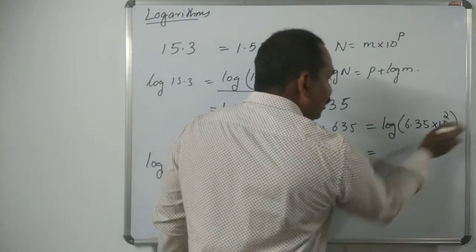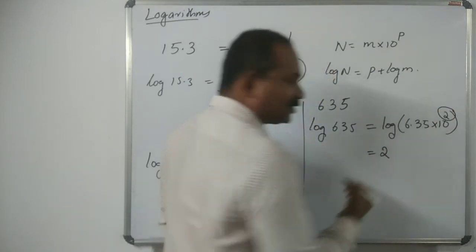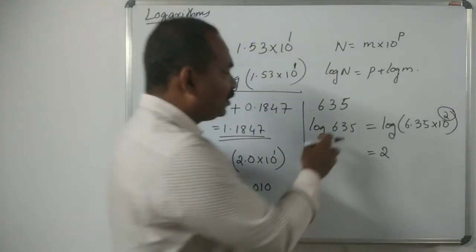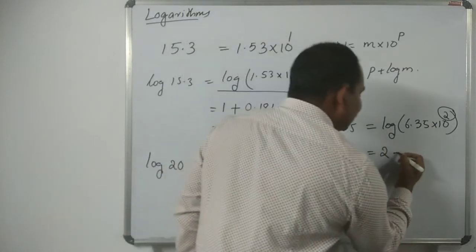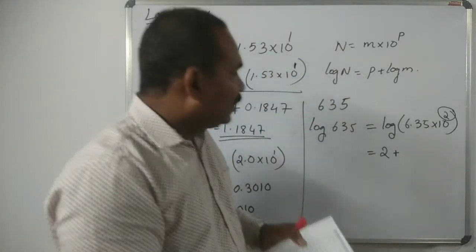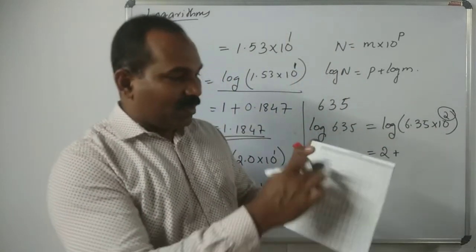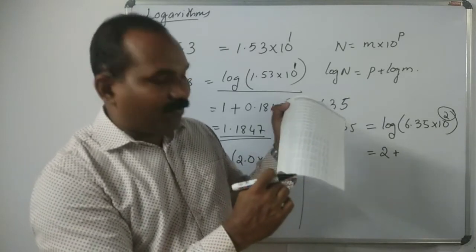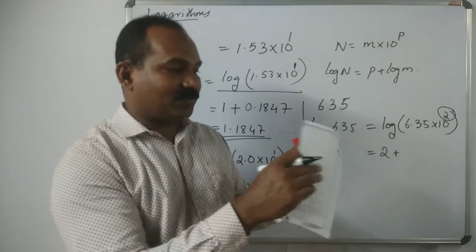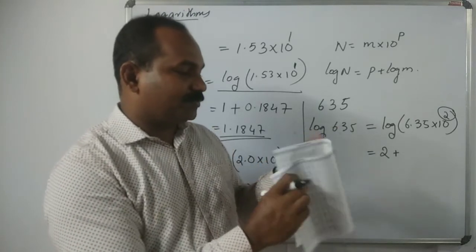Then the characteristic is taken from the power. So 2 is the characteristic of this number, log of this number, plus the mantissa of 635. Okay. Then you come down to 10, then here 49. Turn the page.